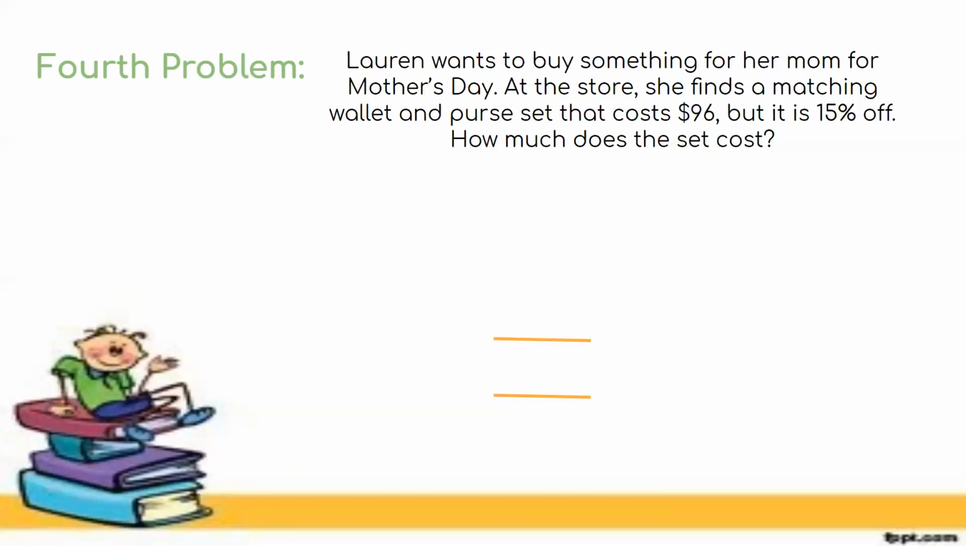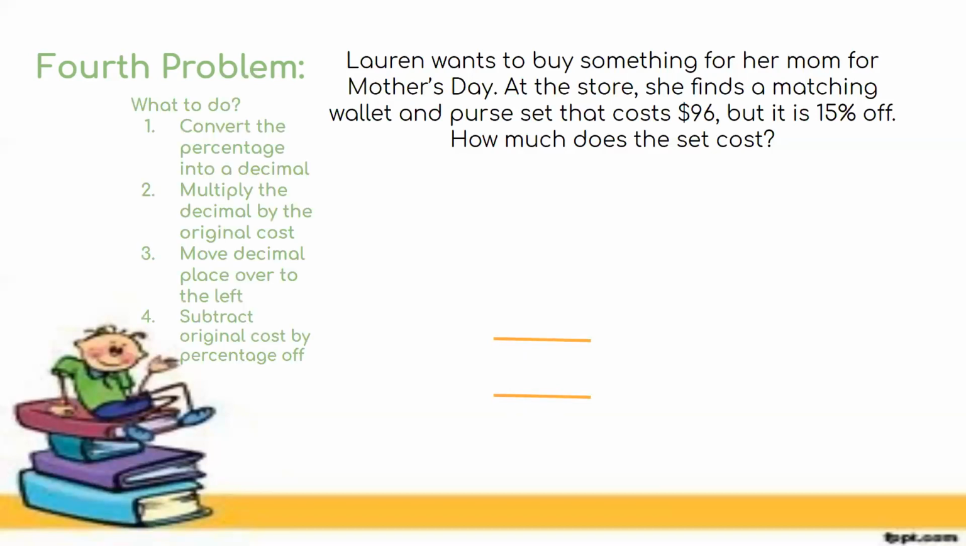So this one might confuse some people just because of how it's worded. The wallet and the purse is a set together. So together they cost $96. They're not separate. It's not supposed to be anything different or confusing. Same steps as before, and we're going to continue to do that. So we have another 15% off as we had earlier. So you know the drill. We do 2 decimal places to the left, and this will give you your 0.15. So let's multiply that, 0.15 by 96.